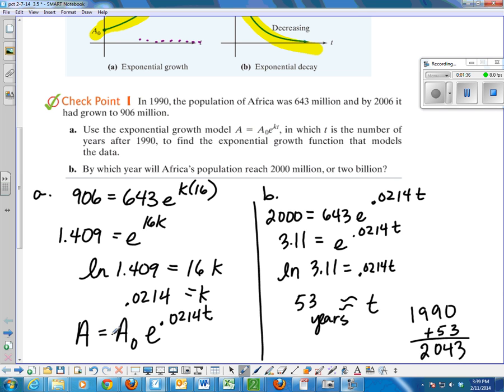So we're going to use that in part B to find in which year Africa's population will reach 2,000 million, which is 2 billion. So we put 2,000 million here as the final population. The initial population, again, A naught was 643, that goes here. E to the kt. So k is what I got from part A. Then go ahead and divide both sides by 643 here. So this is 3.11 equals e to the 0.0214t. This is where we change to log form.